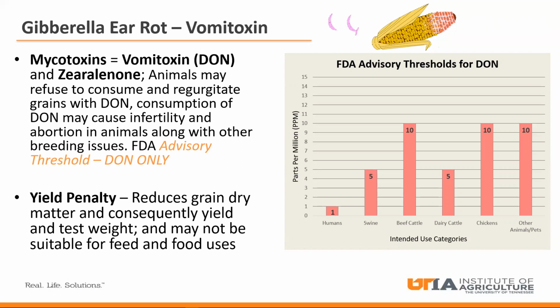So on the right, as before, you see our different FDA advisory thresholds for the DON in grain. And again, this is in parts per million. Similar to our other ear rots, the yield penalty is not only a reduction in the weight of the grain and dry matter, but also due to the limitations if it is contaminated with the DON.